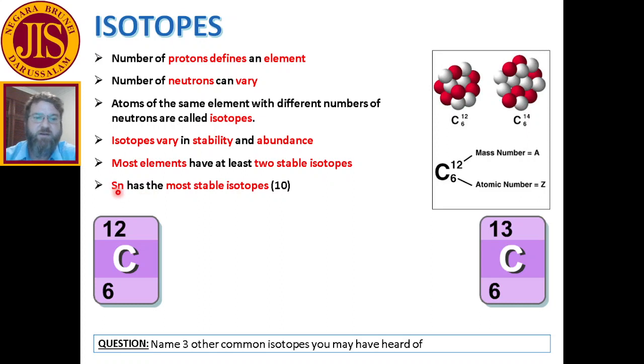Tin, Sn, is the symbol of tin because its old name was stannum in Latin. It has the most stable isotopes. It's got 10, which is quite a few.